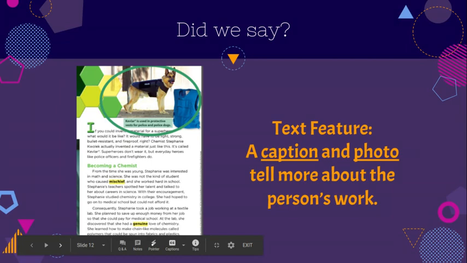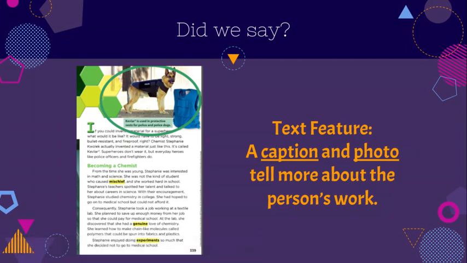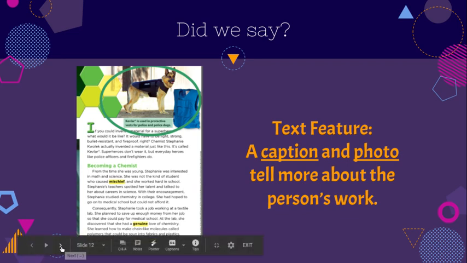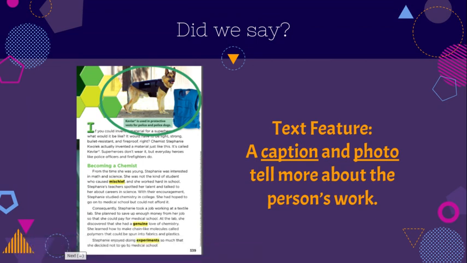You might have also said the text includes text features, like the one at the top of page 339. We have a photo with a caption, and that caption tells us more about the person, Stephanie's work. So if you said either of those traits, if you found them and wrote them down when you were reading, you are right.